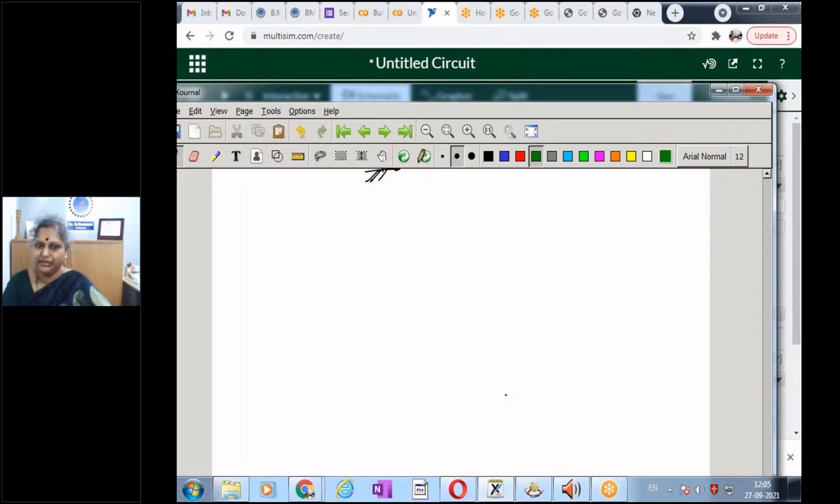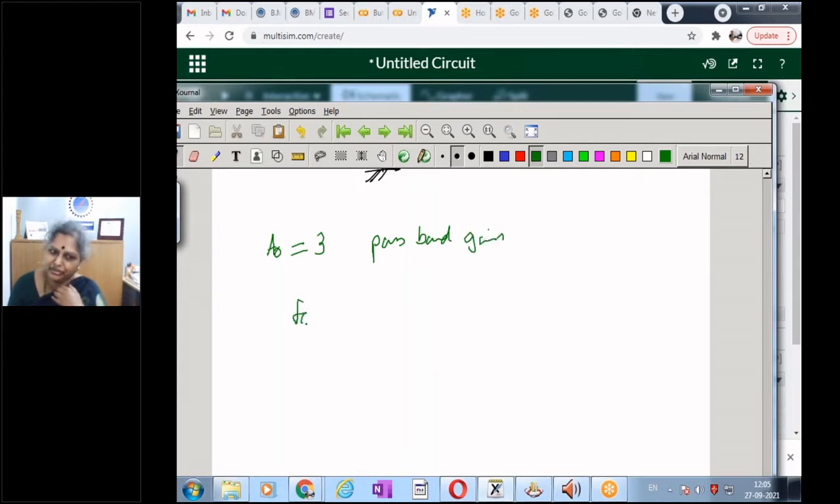Please remember this: A naught, or the DC gain, is the pass band gain. So if I have my cutoff frequency FC as 1 kilohertz, then my passband will be 100 hertz, 200 hertz, and so on. This is my passband. In this region, we will get a gain of around 3. 2.9 is what we got.